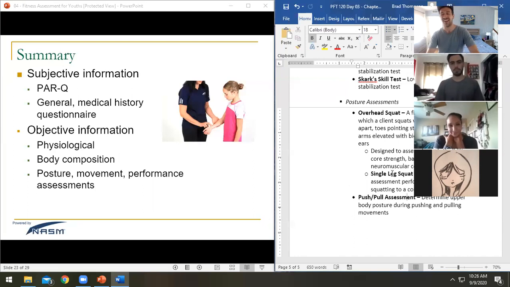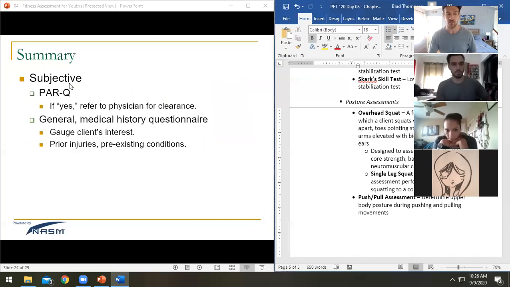All right. So your subjective information, like your PAR-Q, general medical, right? Your objective, physiologic assessments: heart rate, blood pressure, things like that, body composition assessments, body fat percentage, circumference measurements, all of those, and then your posture assessments, right? If they say yes to anything on the PAR-Q, make sure that you get doctor's clearance.